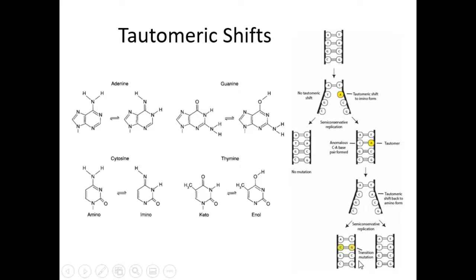So here the tautomer A introduces the C, and then in the next cell division, this C will match with G. So that will be the transition mutation. You introduce this mutation. So that's a tautomeric shift introducing a mutation. That's what the tautomerization of a base means, and it's one of the mechanisms by which they can introduce mutation.